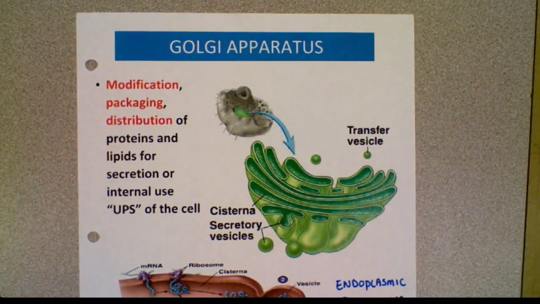Now, as far as function goes, the Golgi apparatus is a modifying and packaging plant. So it's gonna receive a product like maybe a protein or a fat. It's gonna package it up, and then it's gonna distribute it out, either into the cell or out into the body where it can go to where it needs to be. I call it the UPS of the cell, or the FedEx. You can call it the post office of the cell. But the Golgi apparatus is going to take the products that are made in the cell, package them up, and then send them somewhere else.